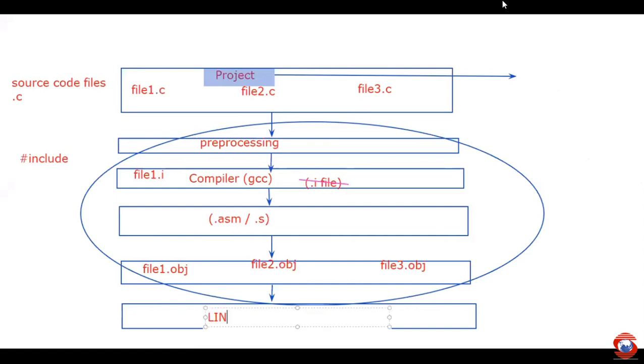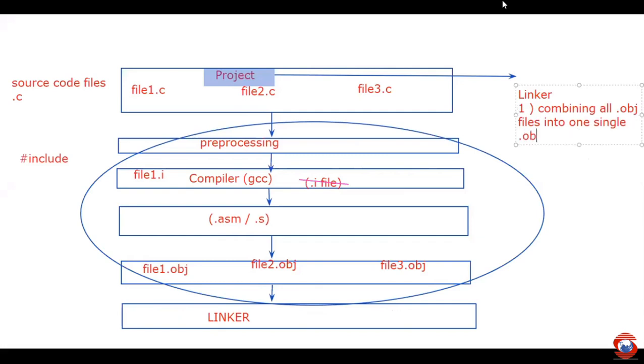What is the job of linker? Linker performs normally few tasks, right? I'll mention the tasks for linker. First most important task, combining all .obj files into one single .obj. That is the first most important task. And second, linking of pre-libraries, right? Now, what do you mean by all this?